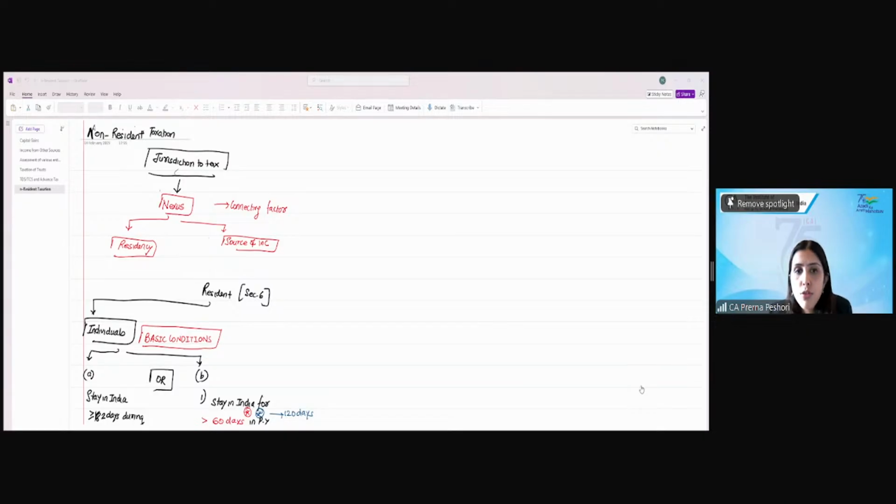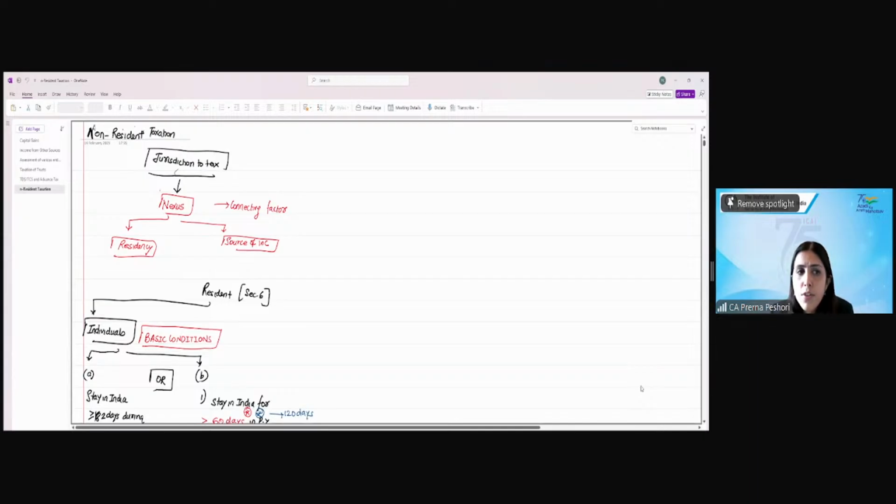Okay. So here I want your participation as we have been earlier also doing. First, we'll talk about the residential status of the individual. So what is the criteria for residential status of the individual? Now, first we will check the basic condition. What are the basic conditions? If he stayed in India for equal to or greater than 182 days in the previous year.